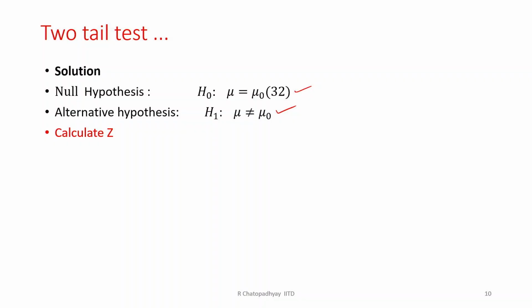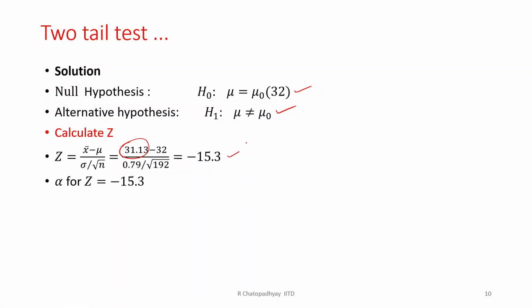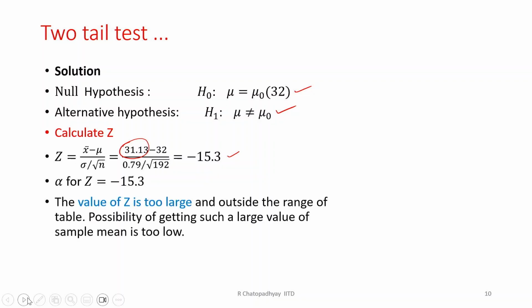So what we do? We calculate the z value when we get an x bar value of 31.13. After testing 192 samples, suppose we get a figure 31.13, which is less than 32. So we find out the value of z, which is minus 15.3. And alpha for z minus 15.3 will be very, very low.